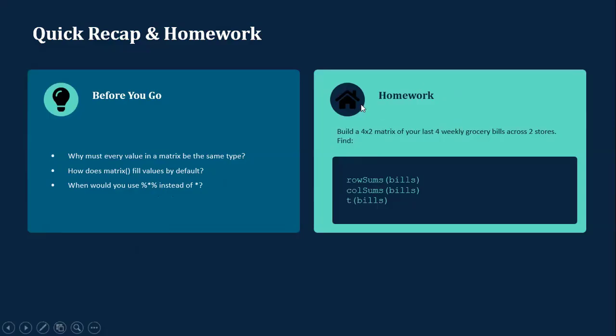Now I'm giving you homework. Build a 4 by 2 matrix of your last 4 weekly grocery bills across 2 stores and find rowSums of bills, colSums of bills, t of bills.